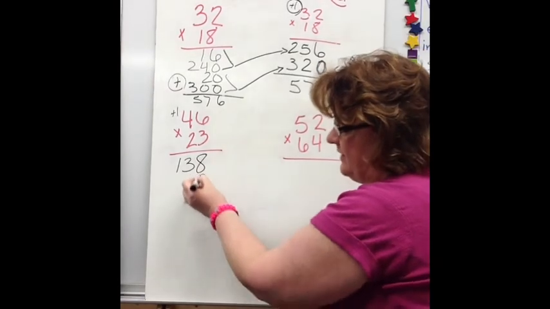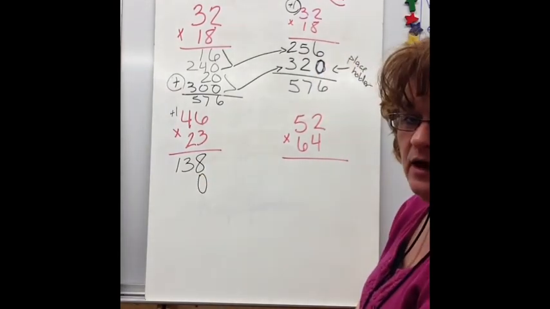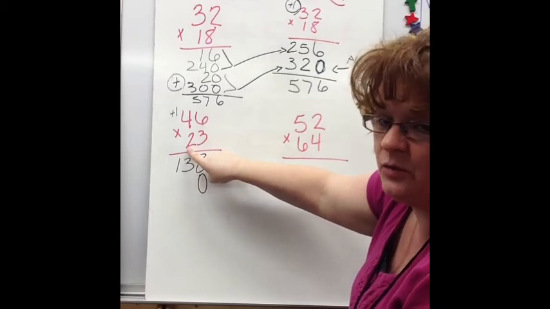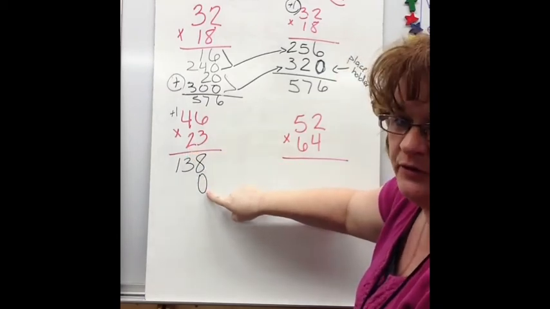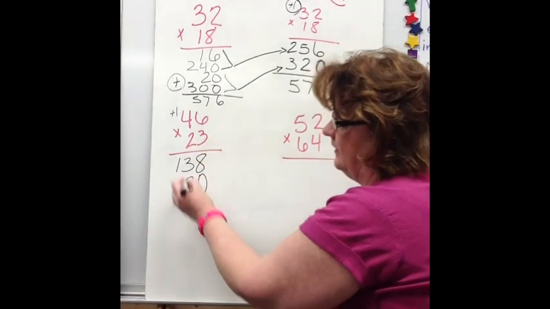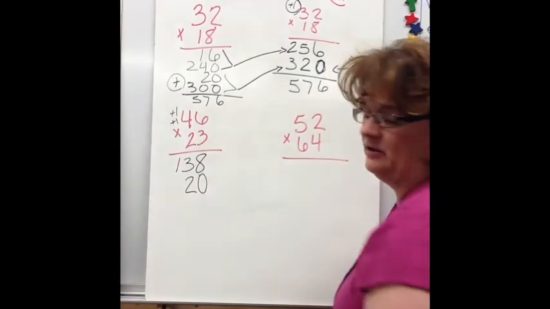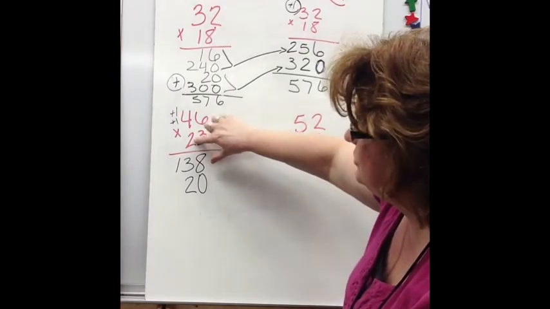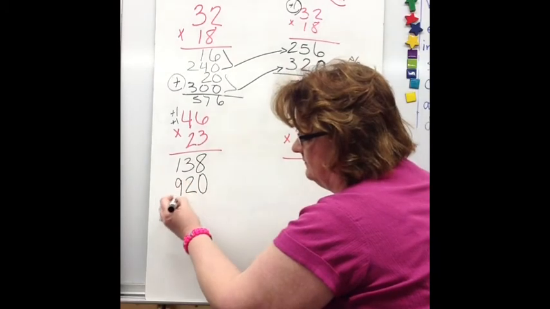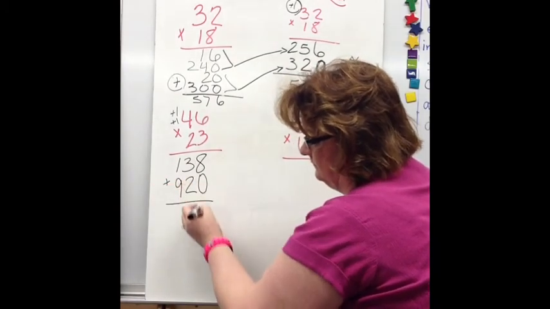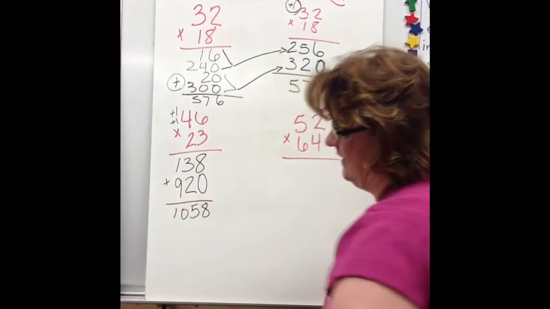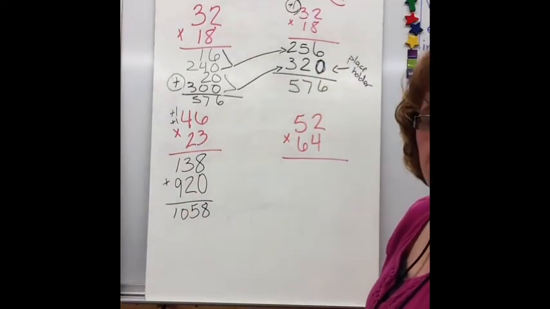Now we're going to put our place value holder in. Always when we move over to this number, the 2, which actually means 20, we have to put this place value holder in. So 2 times 6 is 12. We're going to add another 1 up here. 2 times 4 is 8, plus that 1 is 9. And there's your answer, 1,058.